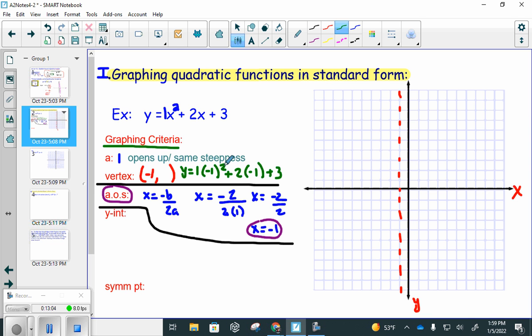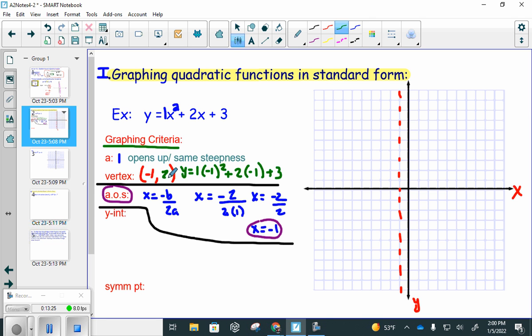Negative 1 squared is 1. We do powers first, of course, so that's 1. Multiplication next. 1 times 1 is 1. 2 times negative 1 is negative 2. So we got 1, a negative 2, and a positive 3. 1 minus 2 plus 3 is going to give me a 2 back.